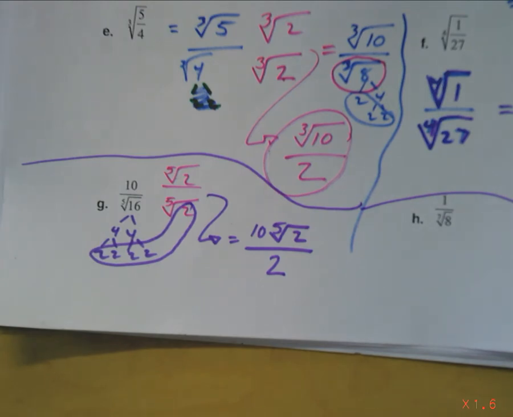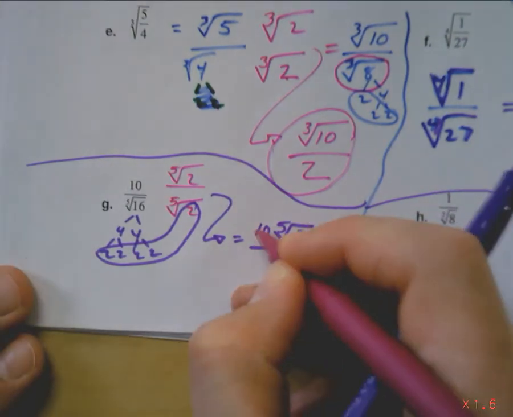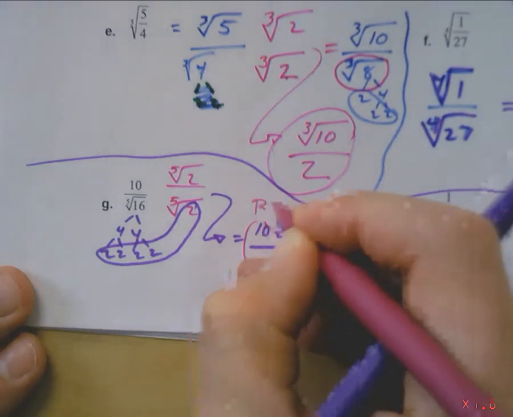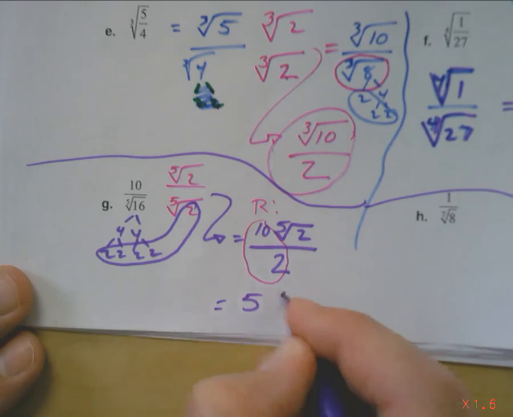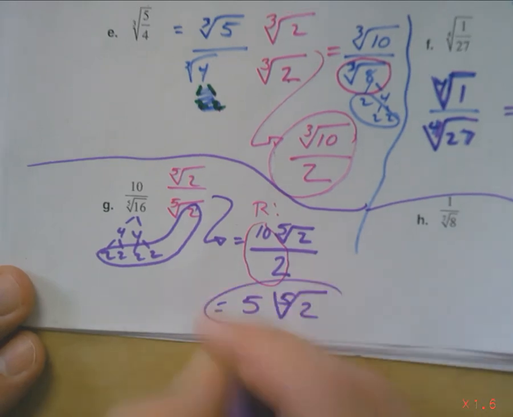Now, if I circle this and I put this in my method, guess what? Reduce. That's wrong. Yep, I got to reduce it. So the 10 and the 2 reduce. R for you pirates out there. So I get 5 and then the 5th root of 2.